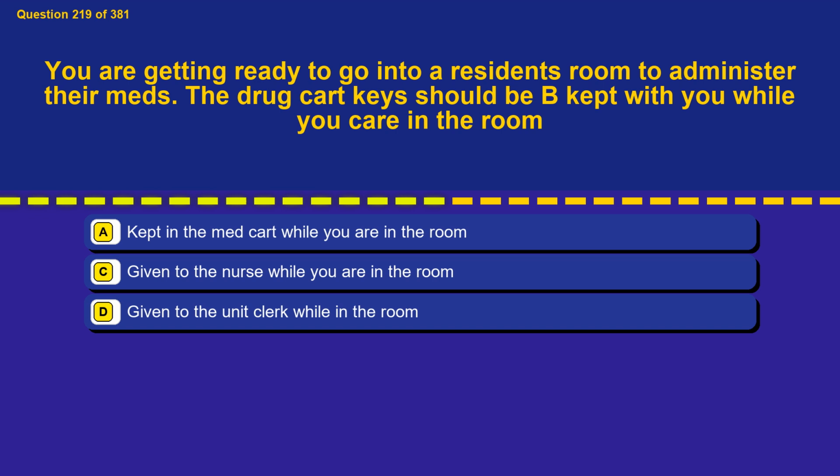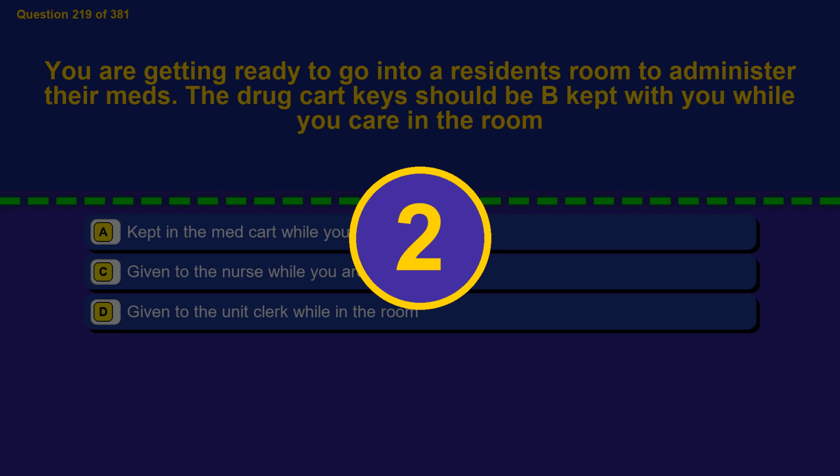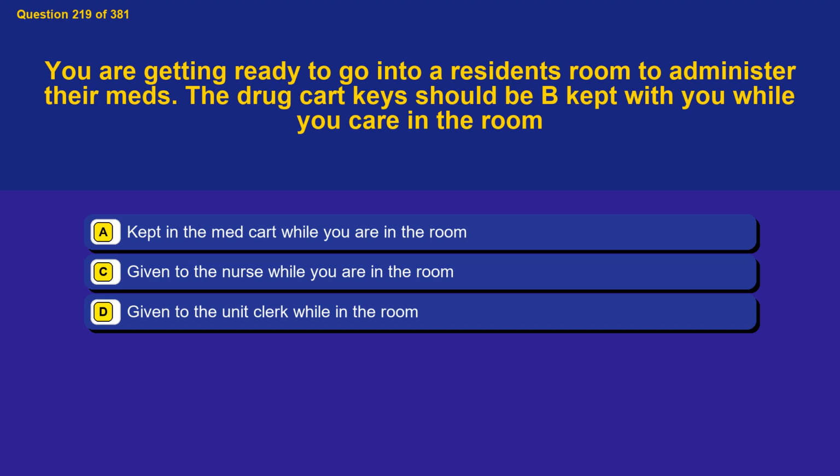Option A. Kept in the med cart while you are in the room. Option C. Given to the nurse while you are in the room. Option D. Given to the unit clerk while in the room. The correct answer is option B.